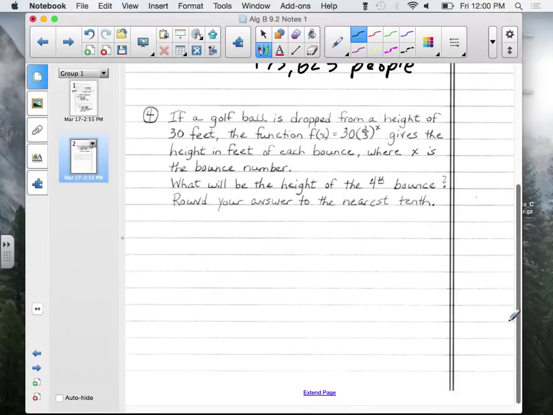You want to 7 years? Height, oh wait, no, I'm sorry. Yeah. If a golf ball's dropped from a height of 30 feet, function f of x equals 30 times 2/3 to the x. The height of each bounce in feet, where x is the bounce number.